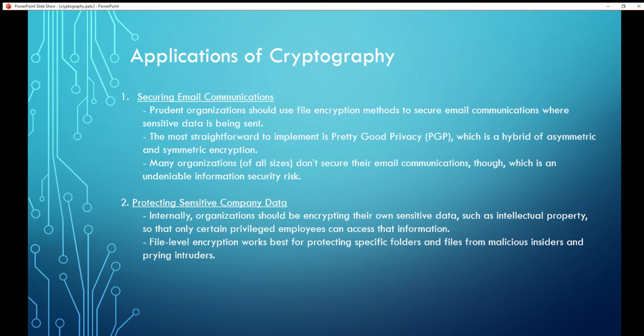Proper access controls also contribute to this use of cryptography. In fact, unless your organization's IT security team operates on the least privilege principle, encrypting your trade secrets won't work anywhere near as well as it can. Many organizations of all sizes don't secure their email communications though, which is an undeniable information security risk.